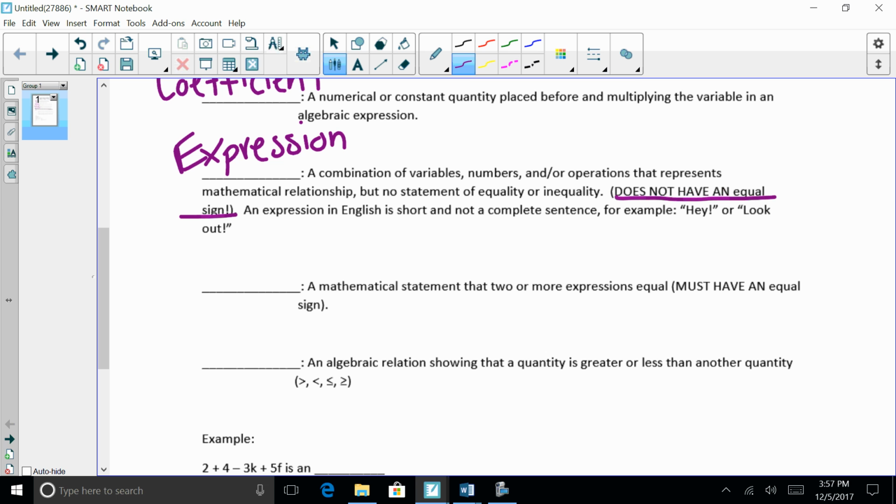A mathematical statement that two or more expressions are equal, and it must have an equal sign. So this is very similar to our expressions, but now we have an equal sign. By just adding that equal sign, we have now turned it into an equation. And then an algebraic relation showing that a quantity is greater than or less than another quantity, or greater than, less than, or equal to. These are called inequalities.